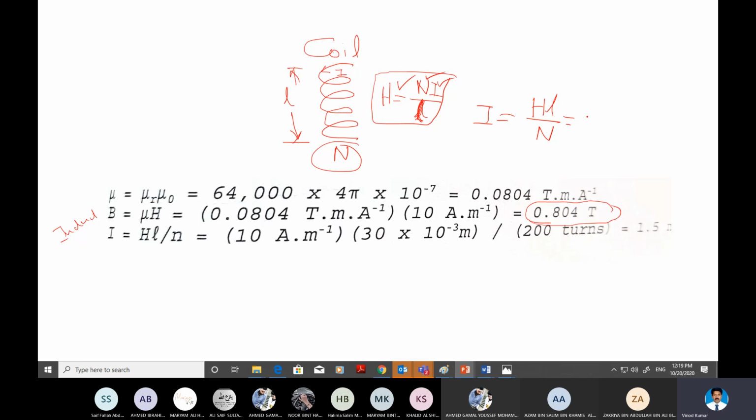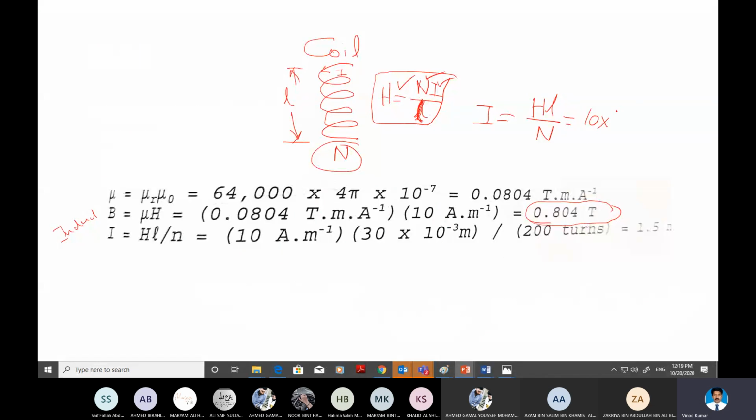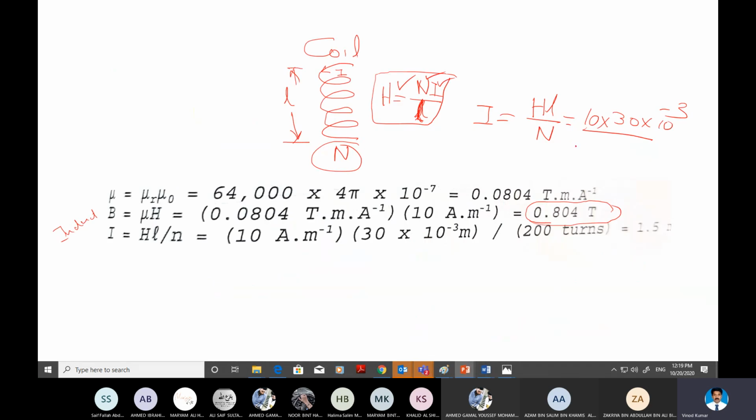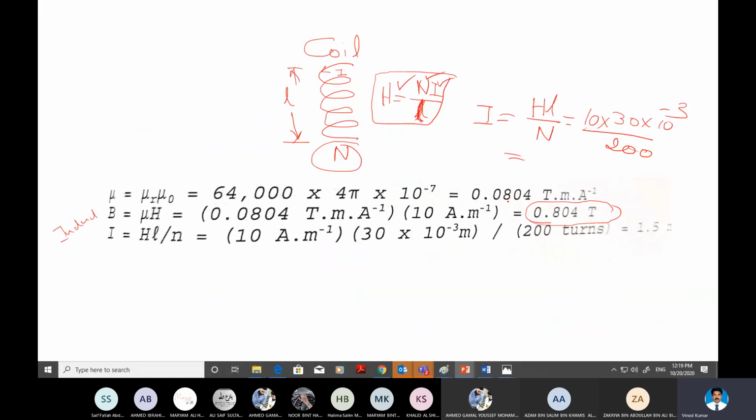H is the magnetic field, which is given as 10, and the length is given. How much is the length? The length is given in the question as 30 millimeter, so I will write 30 times 10 to the power minus 3, divided by N. How many turns in the question? The number of turns is equal to 200 turns. So I will write 200. You can calculate I as 1.5 milliampere. This is the final answer.